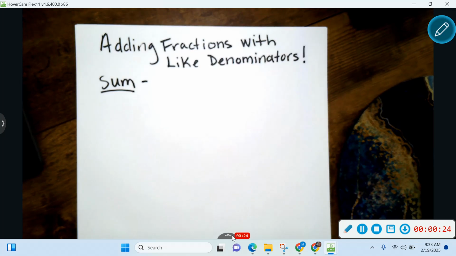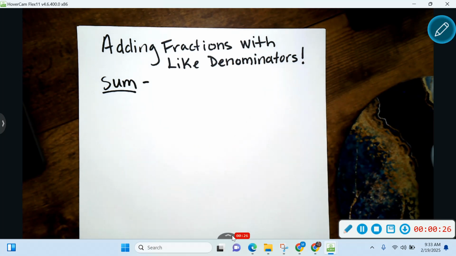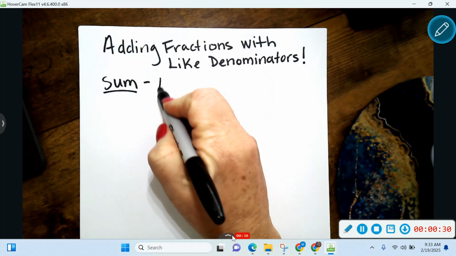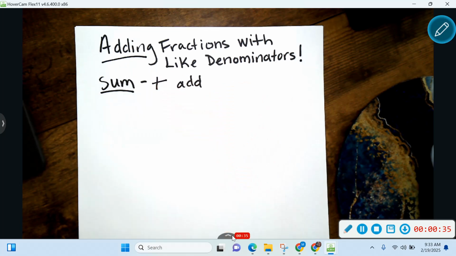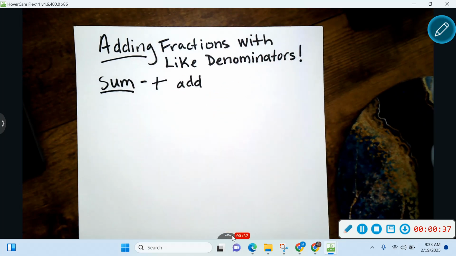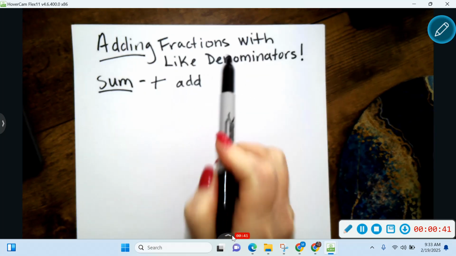What will we do? Will we add, subtract, multiply, or divide? The word sum means to add. We'll add, A-D-D. Here you see that word adding. So today we are going to find the sum of fractions with like denominators.